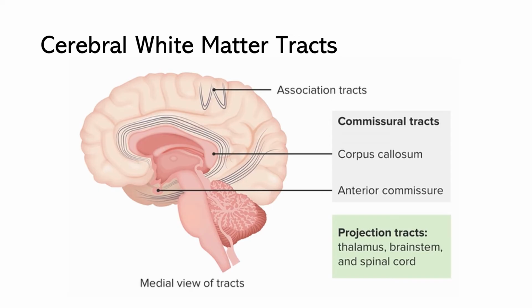For our projection tracts, these are going to be able to conduct nerve impulses from the cerebrum to the lower parts of the central nervous system, such as the thalamus, the brainstem, and the spinal cord. These tracts go in both directions. So they go from the cerebrum to the lower parts, as well as from the lower parts back to the cerebrum. So association tracts stay inside one hemisphere. Commissural tracts go across the hemispheres, and projection tracts go from the cerebral area down into the lower parts of the brain.